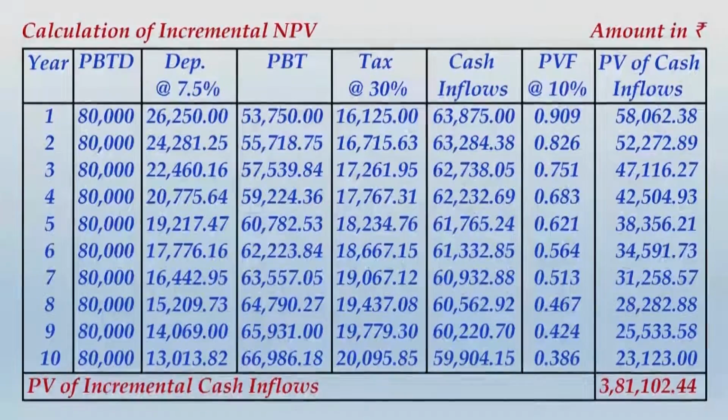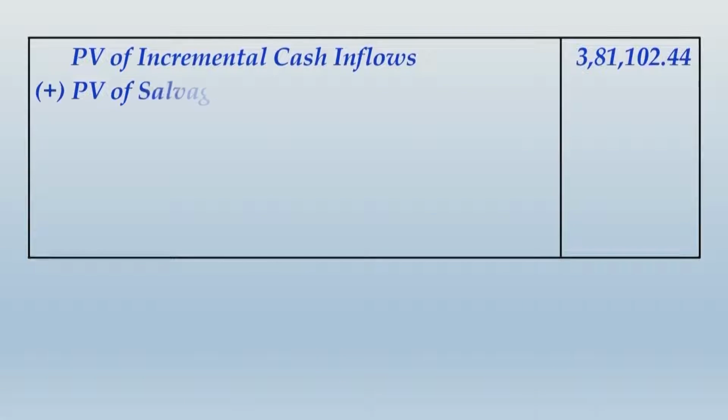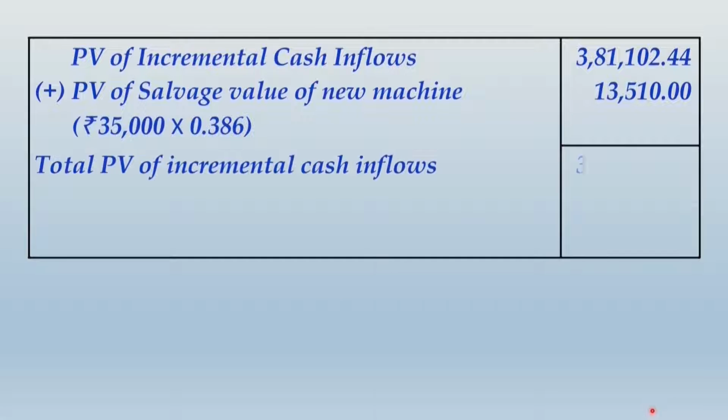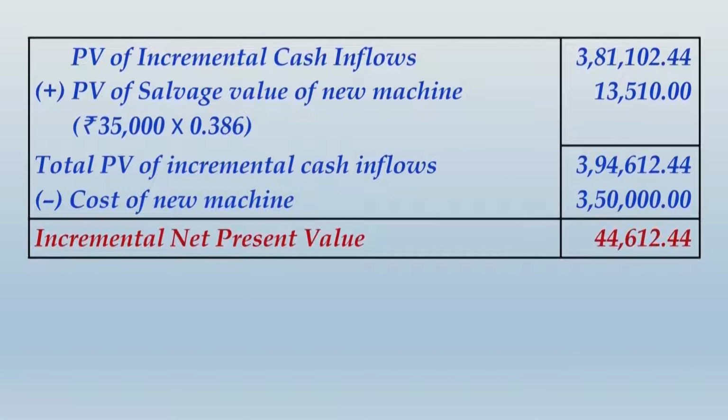Alright friends, once you have completed writing this entire calculation, let us move ahead, and now what we do is we take the PV of incremental cash inflows, we add PV of salvage value of the new machine. The new machine will have salvage value of 35,000 at end of 10th year. So 10th year PV factor we have multiplied over here, and when you take aggregate of these two, we get total PV of incremental cash inflows. From that you subtract the PV of incremental outflows, which is nothing but the net cost of the new machine, and finally what you get is incremental net present value if the asset is replaced.